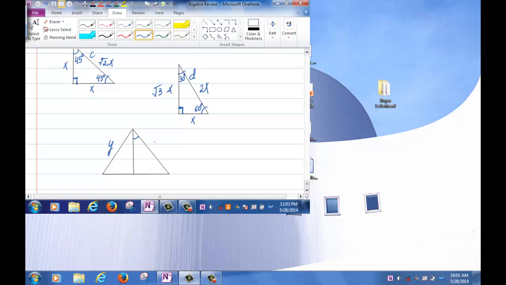Let me call that x. All the sides are equal. So what's the length of this side? That would be half of x, right? That would be half of x.